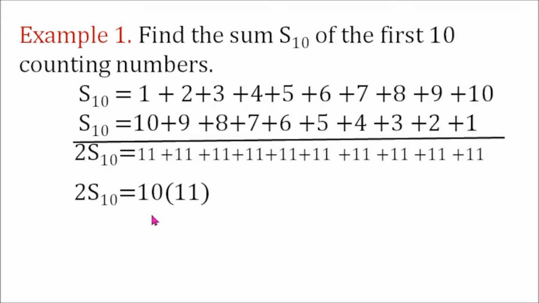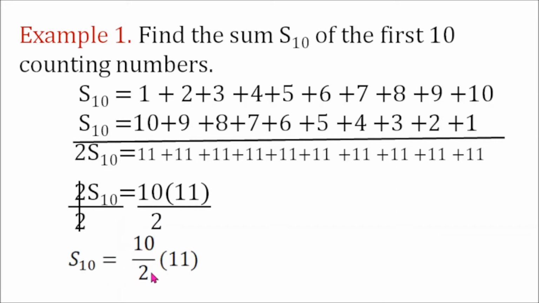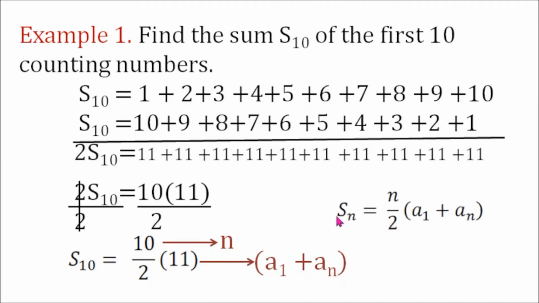Now dividing both sides by 2, we have S sub 10 equals 10 over 2 times 11. This n here is the number of terms, and this 11 here is the sum of a sub 1 and a sub n. Our formula is S sub n equals n over 2 times the quantity a sub 1 plus a sub n.